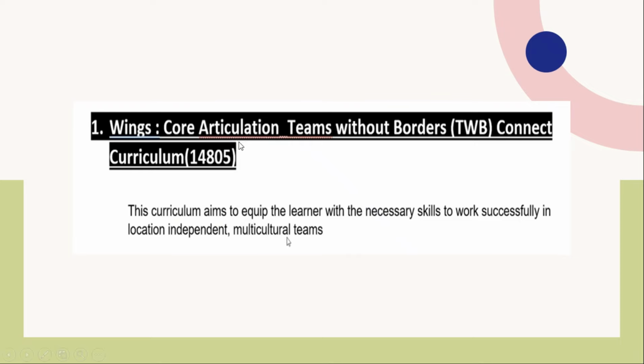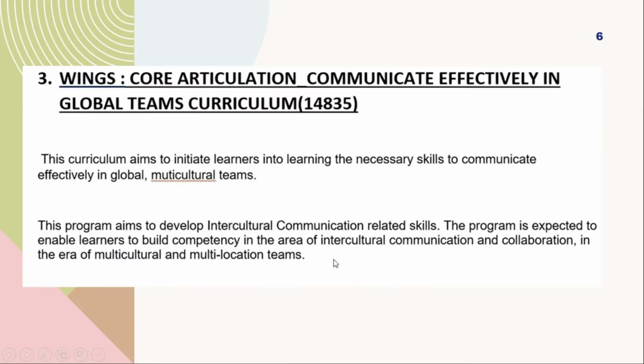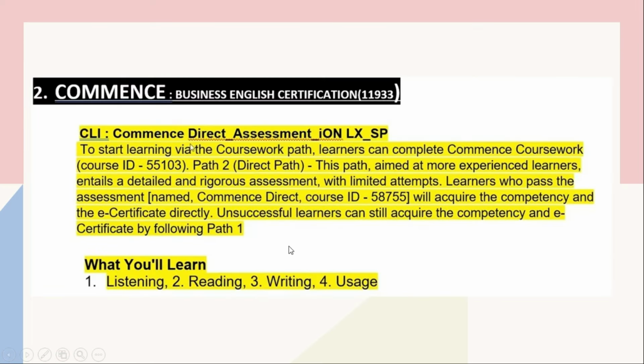First one is Core Articulation: Teams Without Borders. This curriculum aims to equip the learner with the necessary skills to work successfully in location-independent and multicultural teams. Most associates have experienced this, having already worked in location-independent and multicultural teams. If not, in the future you will get into this kind of thing. Next is Business English, in which you learn listening, reading, writing and usage. I'm not discussing how to clear this because you have already cleared this course.